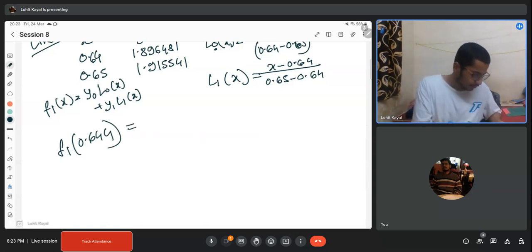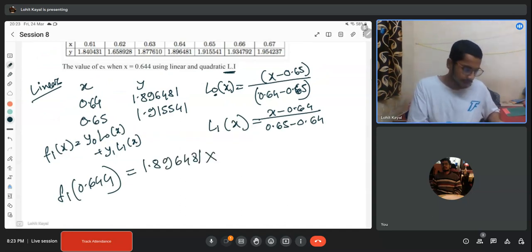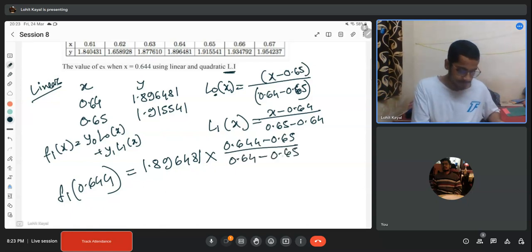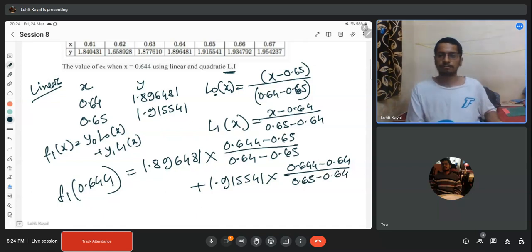So why not? Why not is 1.896481 into L naught of x. So it will be 0.644 minus 0.65 divided by 0.64 minus 0.65 plus y1, 1.915541 multiplied by 0.644 minus 0.64 divided by 0.65 minus 0.64.